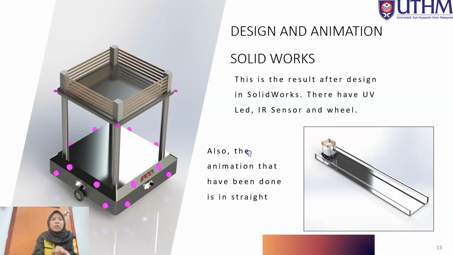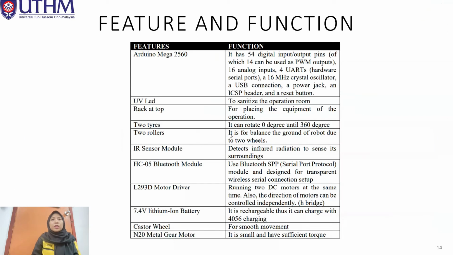So next is the features and functions, which is our first objective. Why do we use the Arduino Mega 2560? It is because it has 54 digital input or output pins, of which 14 can be used as PWM outputs, and 16 analog inputs, four hardware serial ports, a 16 MHz crystal oscillator, a USB connection, a power jack, an ICSP header, and a reset button.